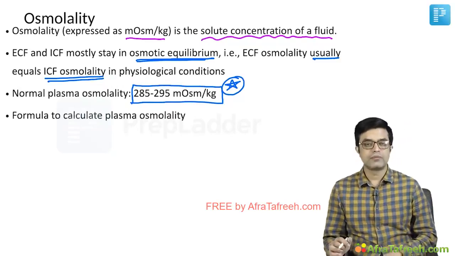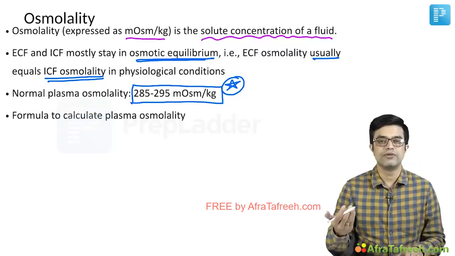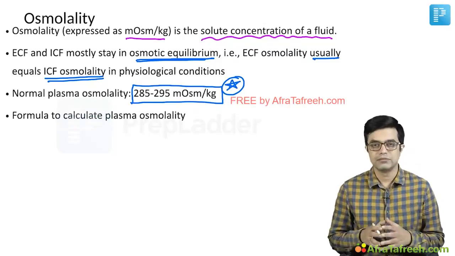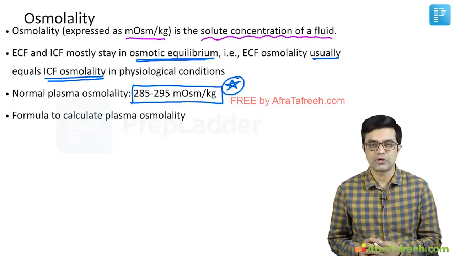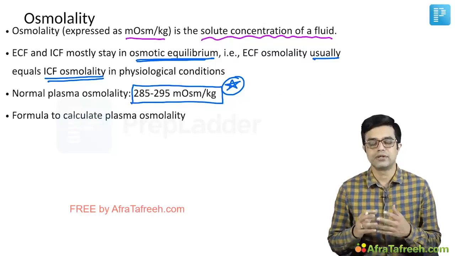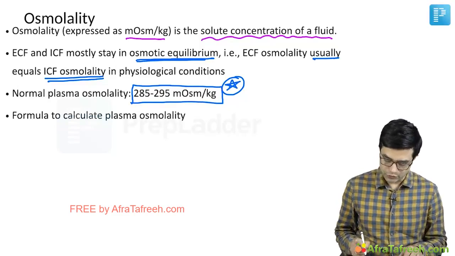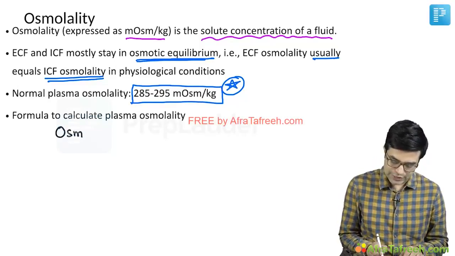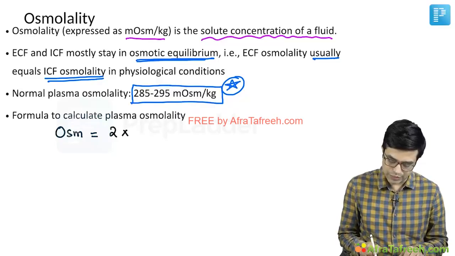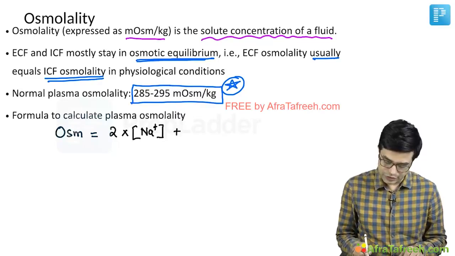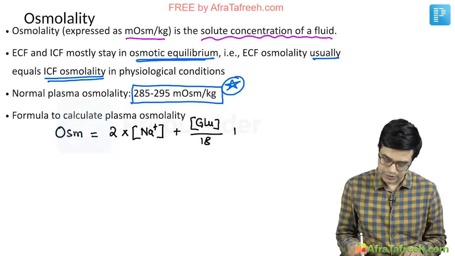There is also a formula to calculate plasma osmolality depending upon the concentration of various solutes. It is seen that for all practical purposes, there are three solutes which contribute to the osmolality mainly. One is sodium, second is glucose, and third is blood urea nitrogen or simply urea. So the formula says osmolality of plasma is given by 2 multiplied by the concentration of sodium, plus the concentration of glucose divided by 18, plus the concentration of BUN, blood urea nitrogen, divided by 2.8.